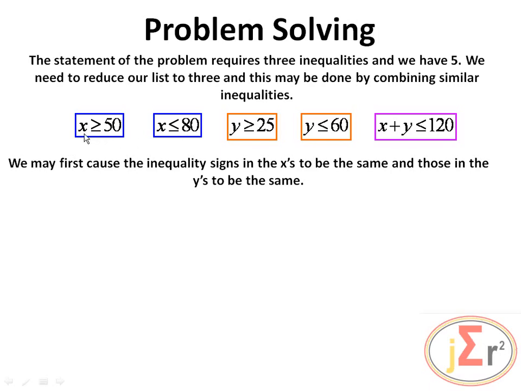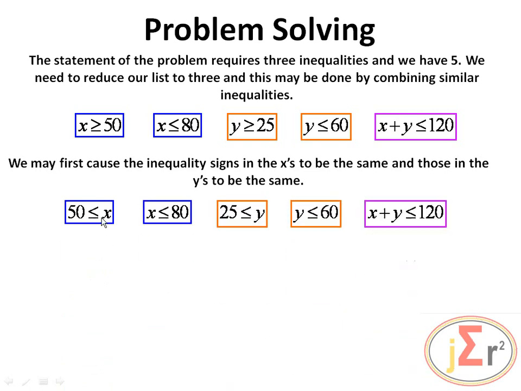Of course, if x is greater than or equal to 50, it means that 50 is less than or equal to x. That we have right here. And this one, if y is greater than or equal to 25, it means that 25 is less than or equal to y. So we are going to combine those two.